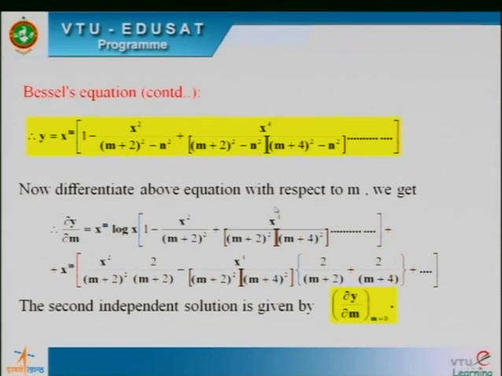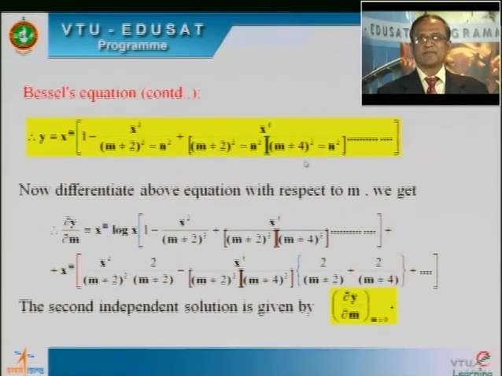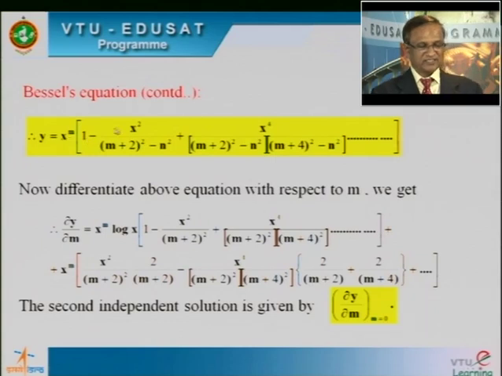Now, differentiate the above equation with respect to m. I want to differentiate this equation with respect to m. Now you observe it contains x to the power m into the bracket, and some terms may also contain m. How do we differentiate this equation? Now you can use the product formula to differentiate this equation.